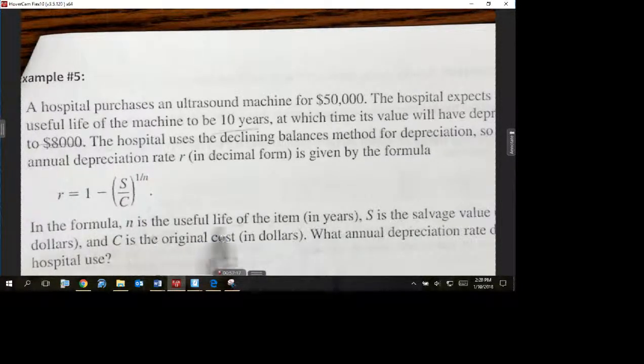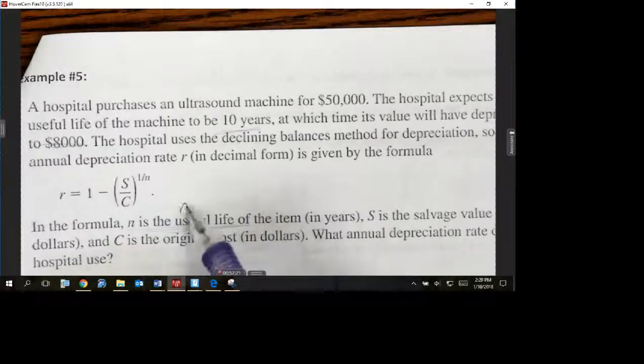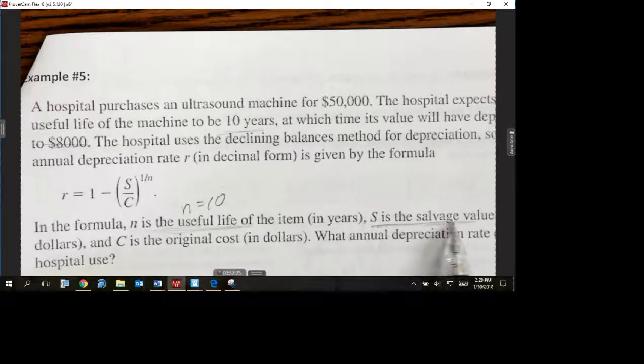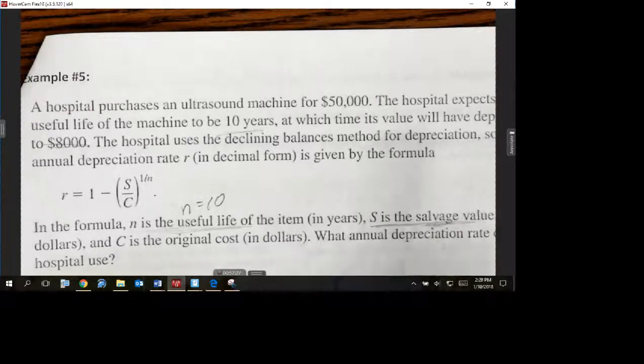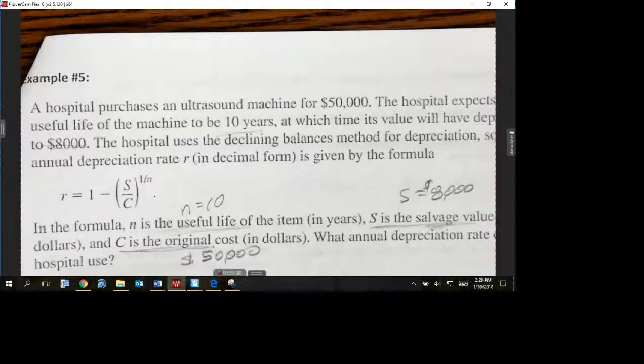This is a formula. Down here, N is the useful life, so up here, N is 10. S is the salvage value, so salvage would be what they're selling it for. S would be 8,000. C is the original cost. It originally cost 50,000. And then we have to solve for the annual depreciation rate, so we're solving for R.